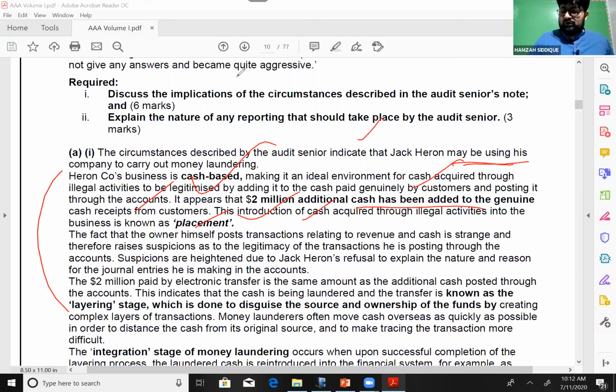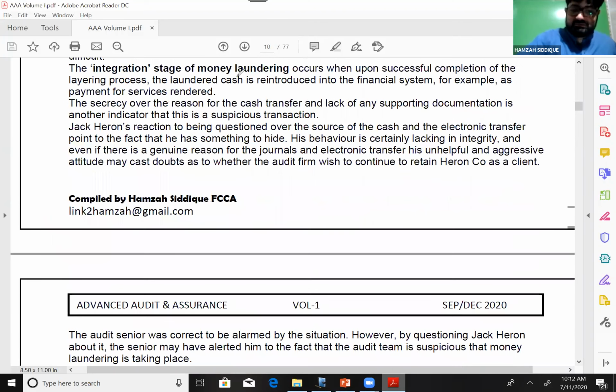He himself is posting through the ledgers, so risk is heightened. He does not explain that. The same amount is wired internationally: layering stage. And it is often done so that it occurs after that, integration. You can just see secrecy. He is hiding something. He is becoming aggressive.